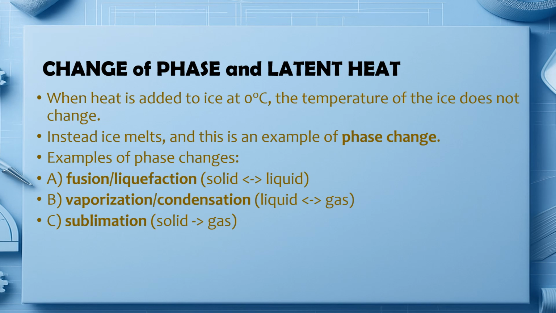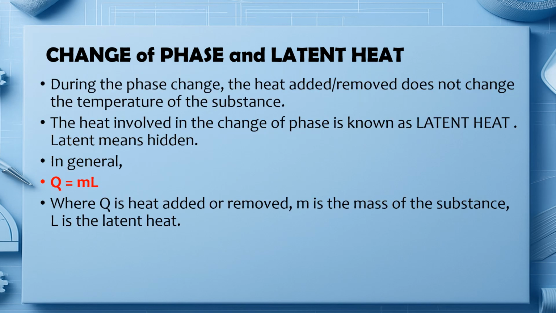Now, change of phase and latent heat. When heat is added to ice at 0 degrees Celsius, the temperature of the ice does not change. Instead, the ice melts, which is an example of a phase change. For the phase change from solid to liquid and vice versa, we have fusion and liquefaction. From liquid to gas and gas to liquid, we have vaporization and condensation. And from solid to gas, we have sublimation.